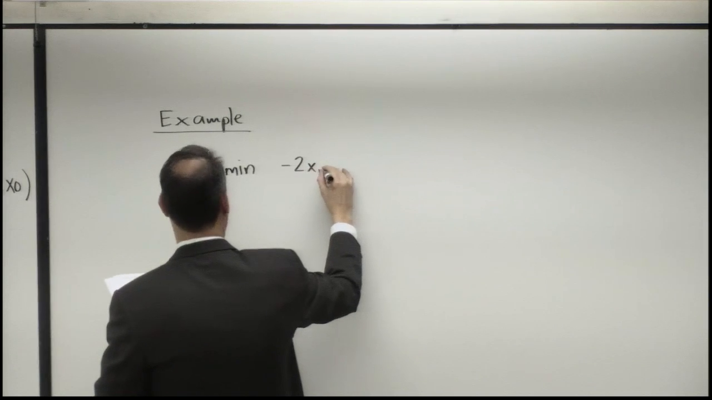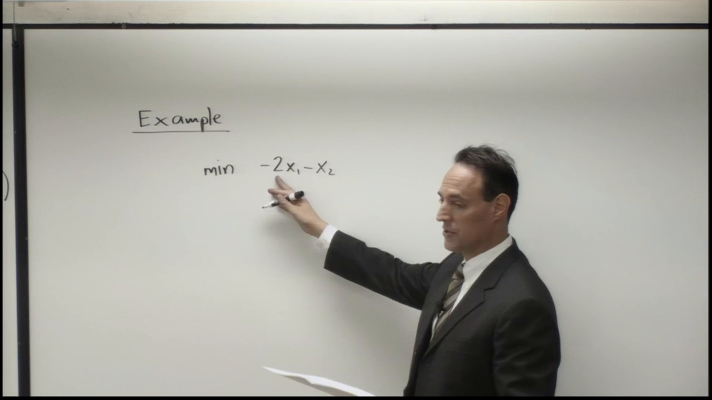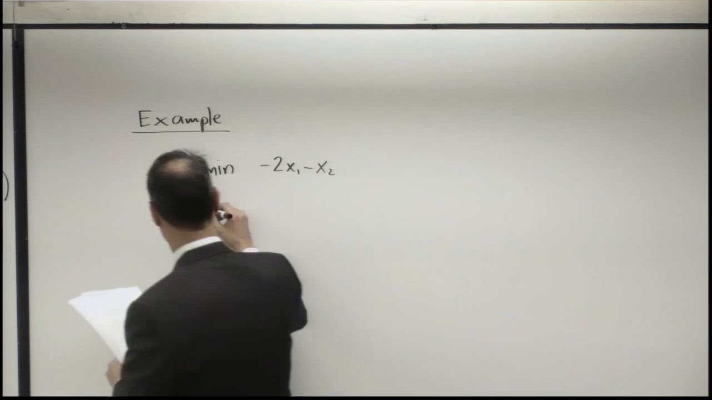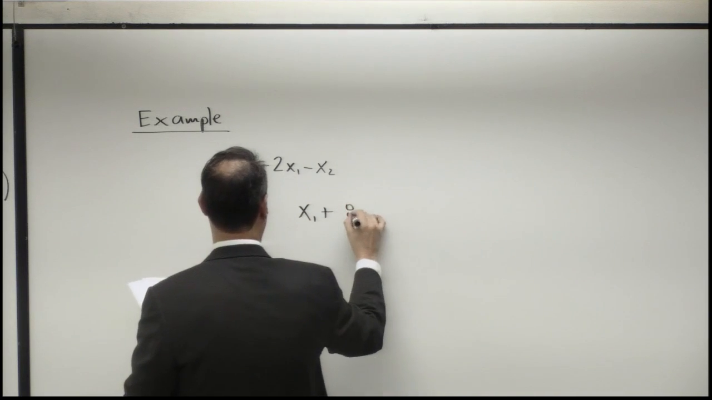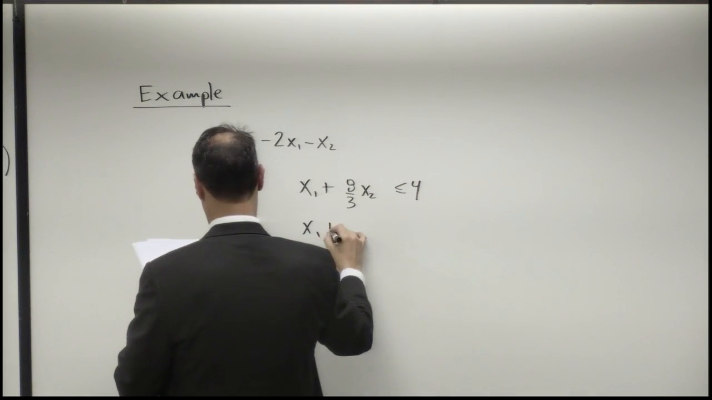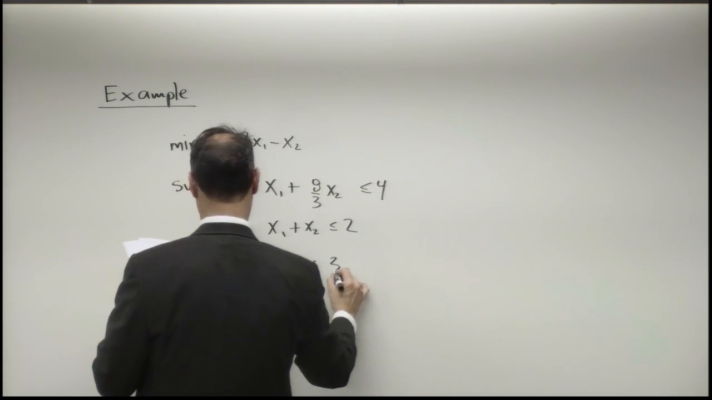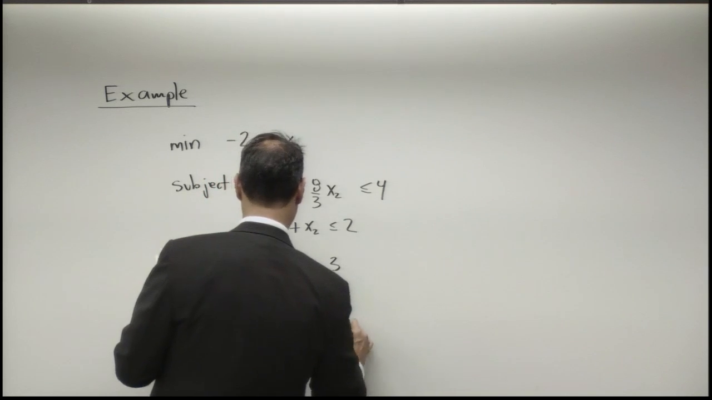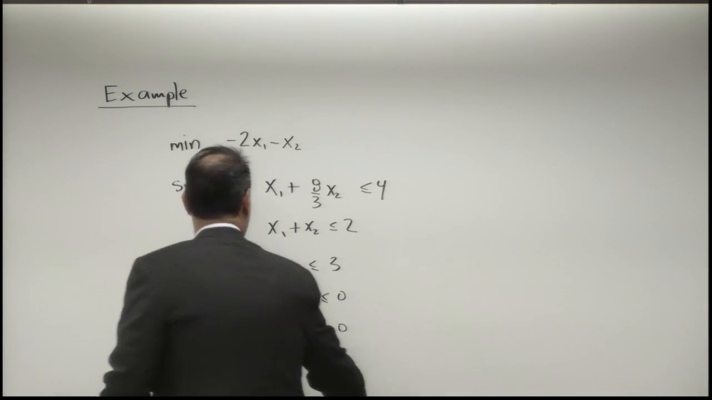Minimize negative 2x1 minus x2. That's the function I want to minimize. In this case, you see what my vector c is, right? My vector c is -2, -1, essentially, subject to the following: x1 plus 8/3 x2 less than or equal to 4; x1 plus x2 less than or equal to 2; 2x1 less than or equal to 3; minus x1 less than or equal to 0; minus x2 less than or equal to 0.